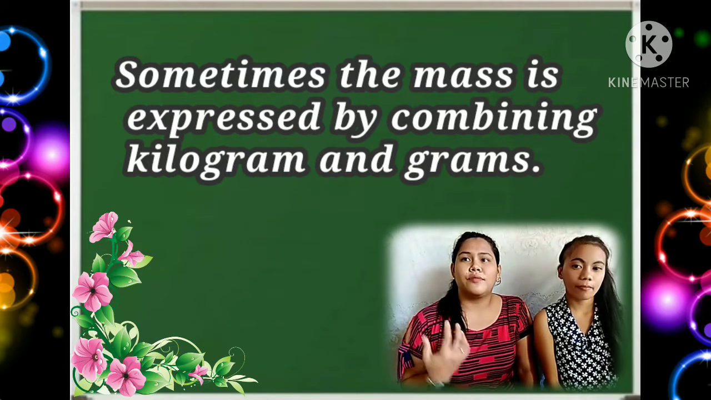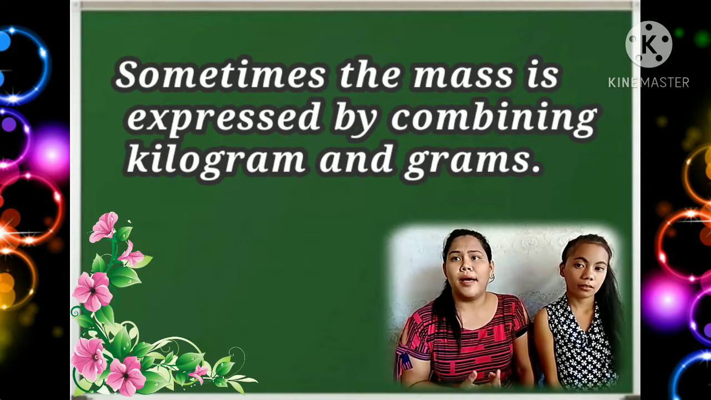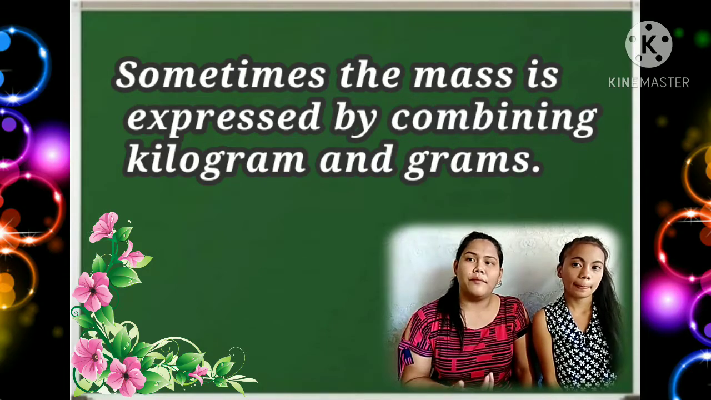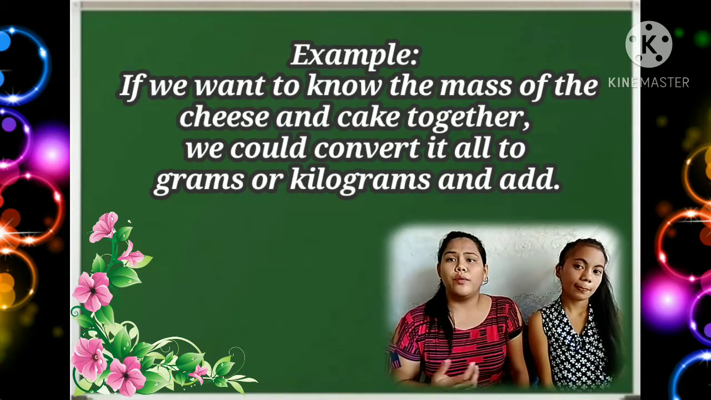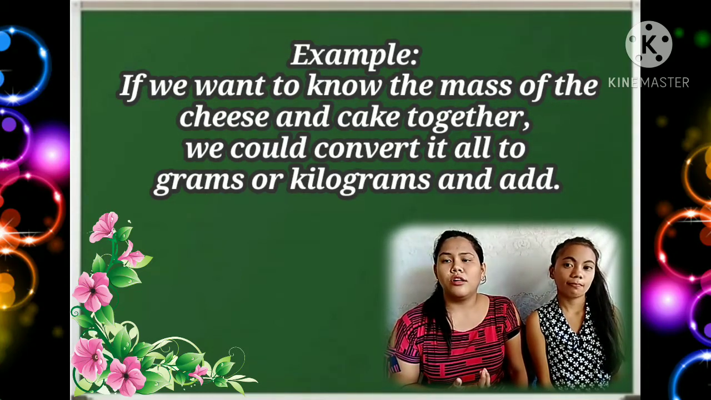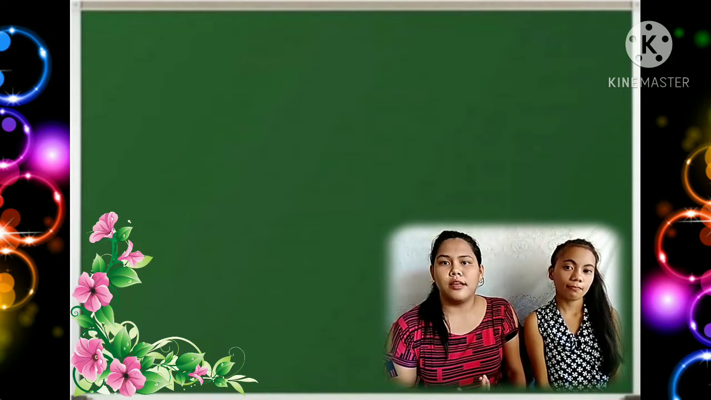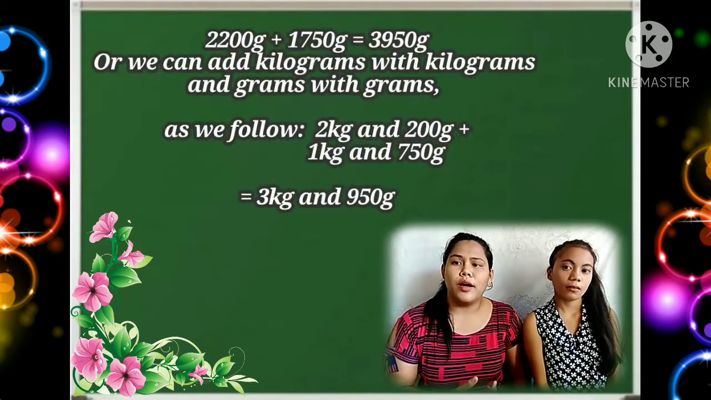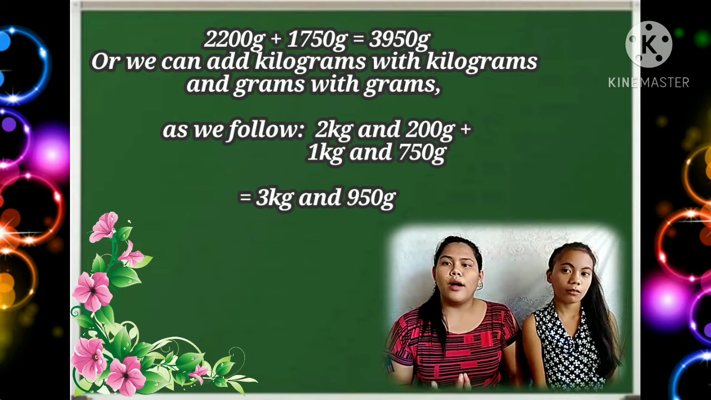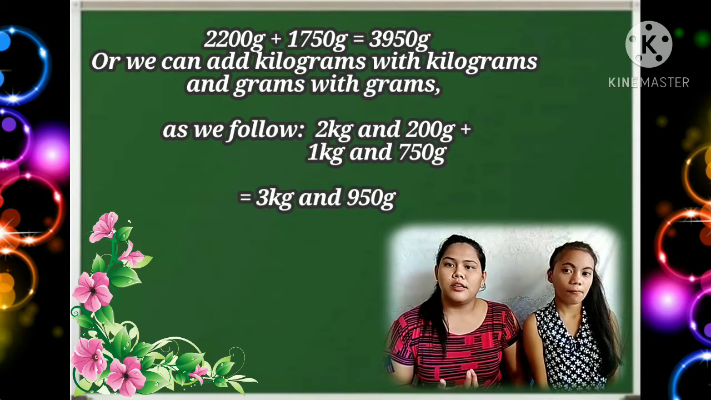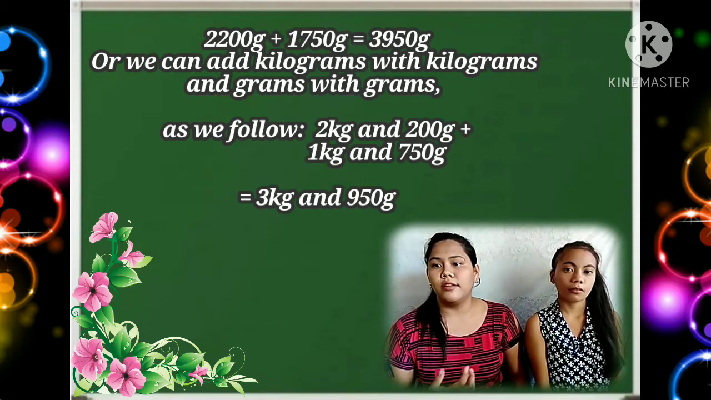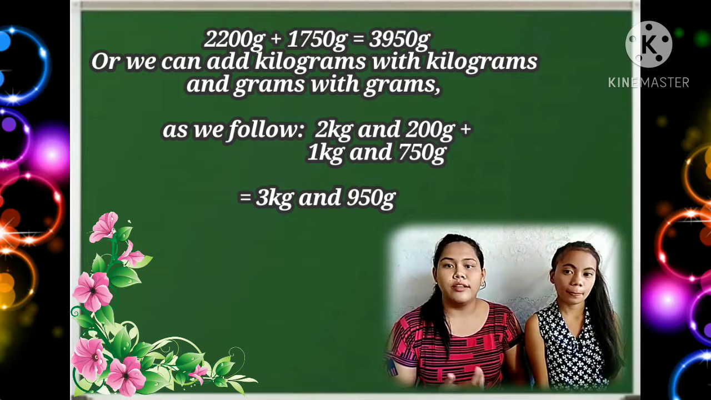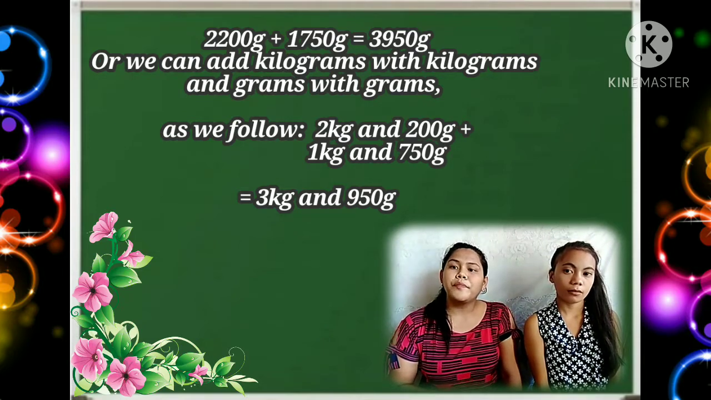Sometimes, the mass is expressed by combining kilograms and grams. Example, if we want to know the mass of the cheese and cake together, we could convert it all to grams or kilograms and add. 2,200 grams plus 1,750 grams equals 3,950 grams.